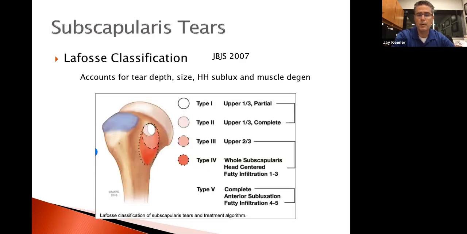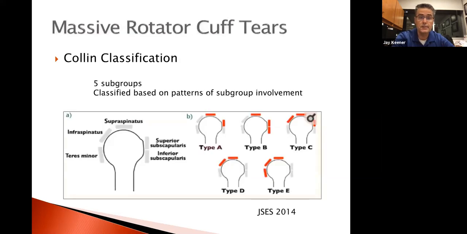Lafosse probably has the most useful or commonly utilized classification for subscap tears, and the type 1 and 2 tears involving the upper third of the tendon, type 3 tears involving the upper 2/3, and then the type 4 and 5 tears involving the entire subscapularis with or without head decentering. So this classification is useful for subscapularis disease.